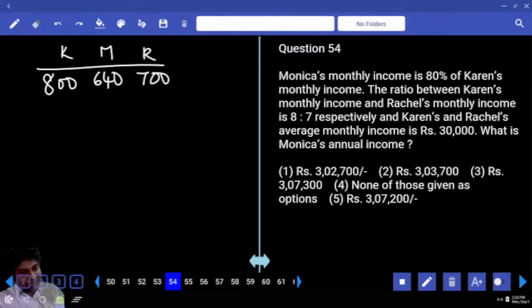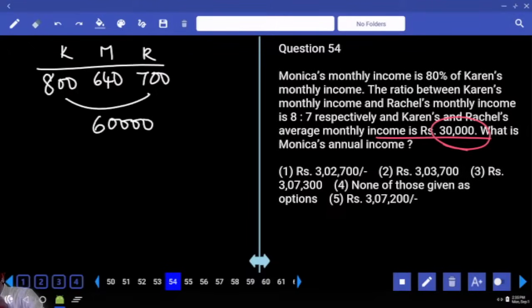Karen and Rachel's average monthly salary is 32. Average for how many people? Average for 2 people is 30,000. Then the sum, 60,000, is the sum of Karen and Rachel, which is 1500 parts, right? Then 1 part value will be 60,000 divided by 1500.